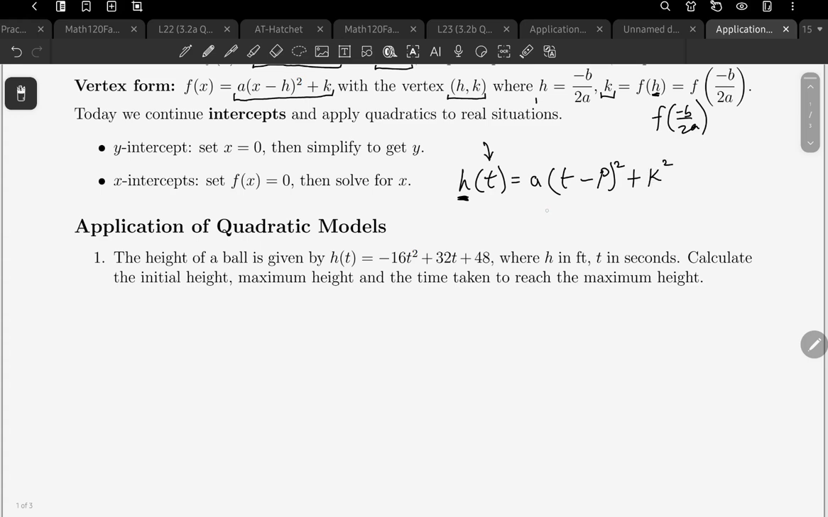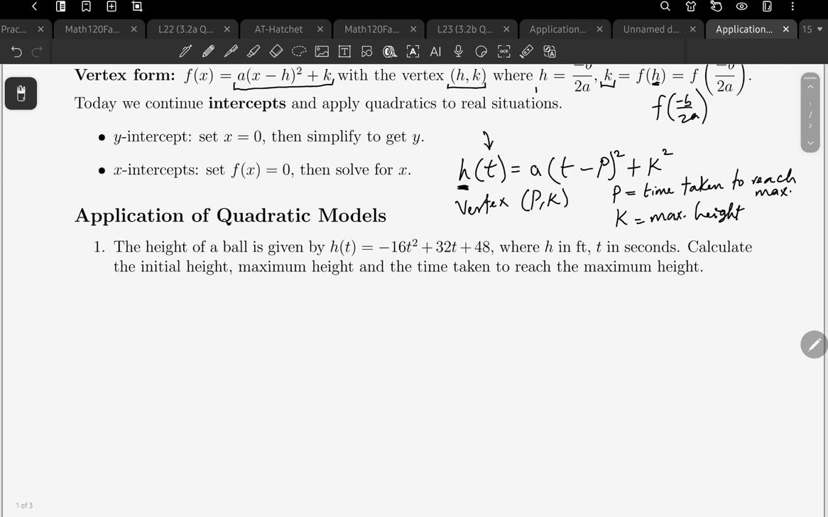In this case, (p, k) is our vertex, where p here will always mean the time taken to reach the maximum quantity. If it is height, the maximum height. And k itself is the maximum height. So for quadratic models that deal with height as a function of time, that is how it is going to look.